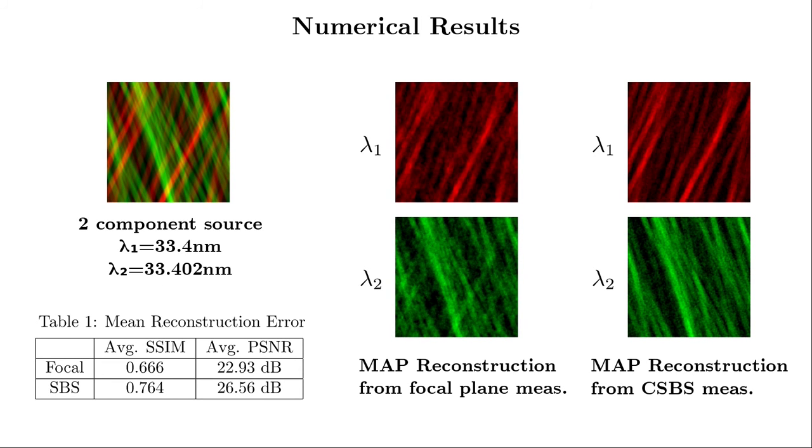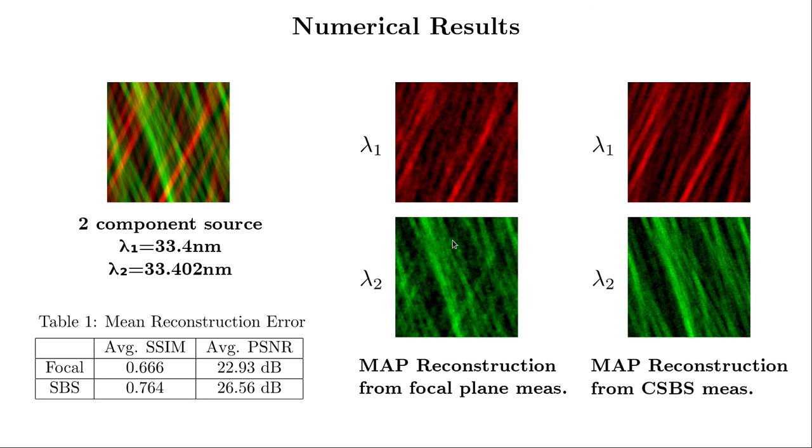So here are some numerical results showing some reconstructions for synthetic data. On the left, we have a two-component source which has been colored to show the green is one source, and then we have another source, or another spectral component, which is very close in terms of wavelength. As you'll see, this is a situation where using the strategy of taking measurements at the focal planes can give you poor results.